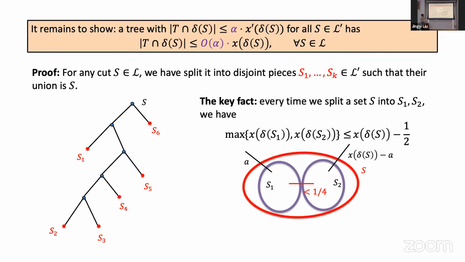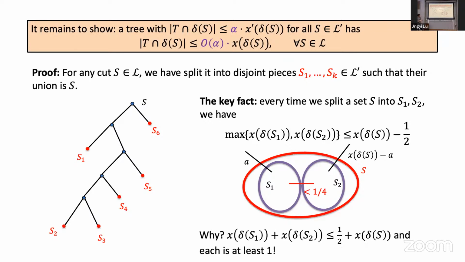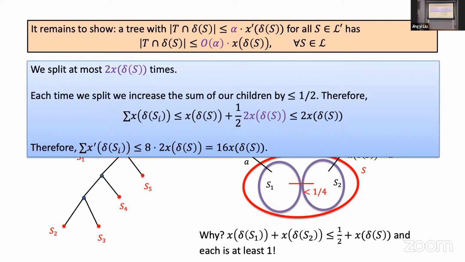This should be intuitive. They shared at most 1/4. So if I sum these two, their value is at most half plus the original cut. And each of these things is at least 1. So therefore, each of them is at most X of delta of S minus 1/2. So I'm going down this tree, and every time the max is decreasing by a little bit. Therefore, the number of times you split is at most twice the original X value of the cut.